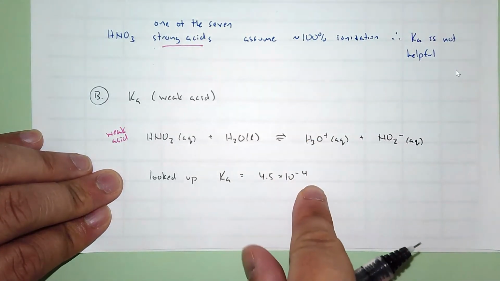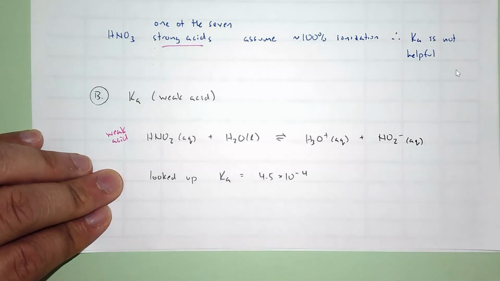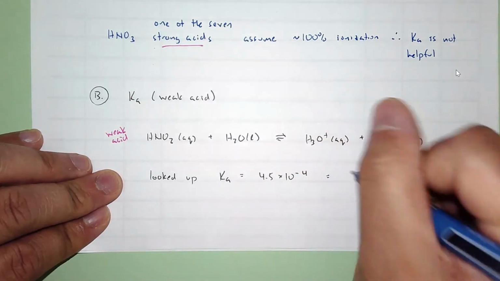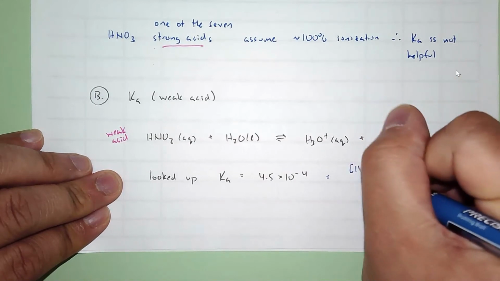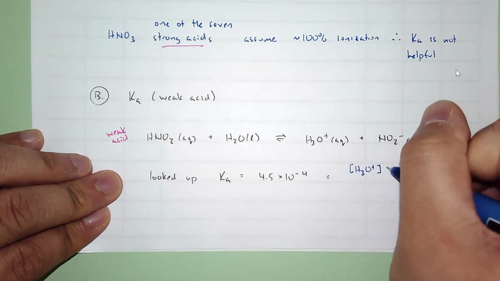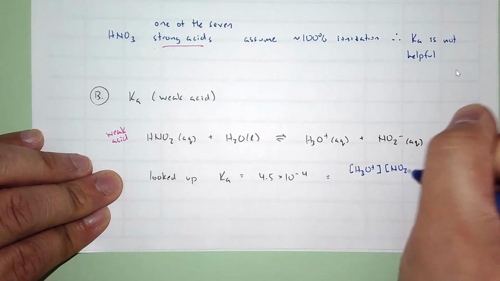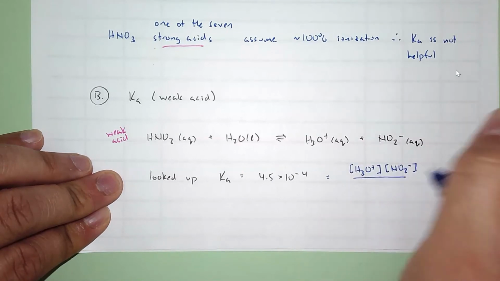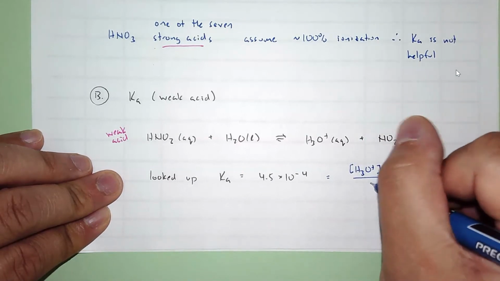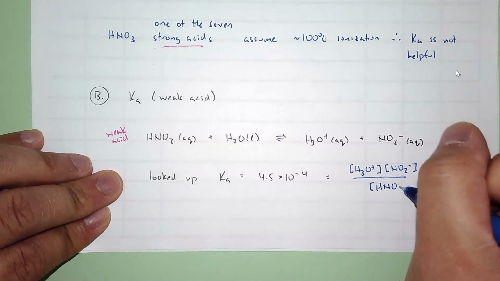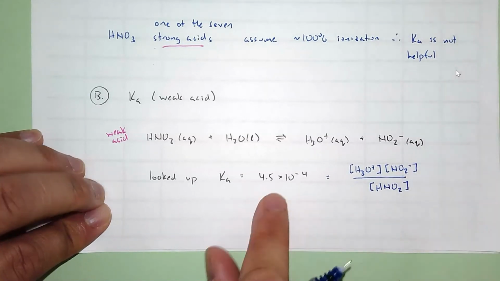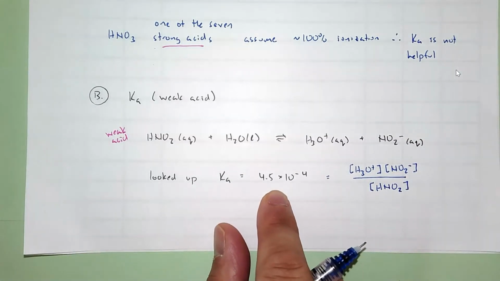No units, okay? What that means is that what? You have very little product. You have very little H3O plus, NO2 minus, and most of your nitrous acid stayed associated. The H did not separate from the NO2 because that's such a small number.